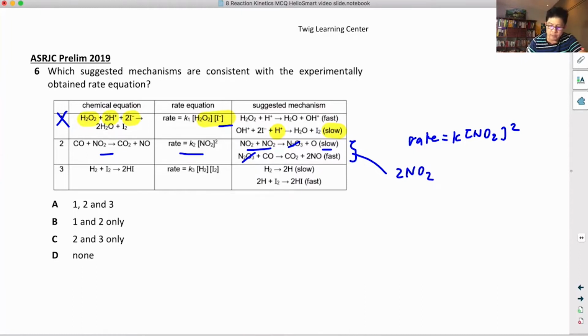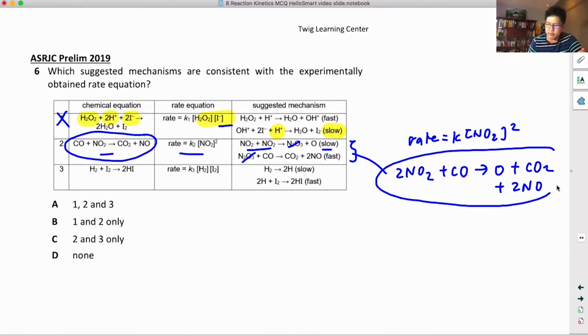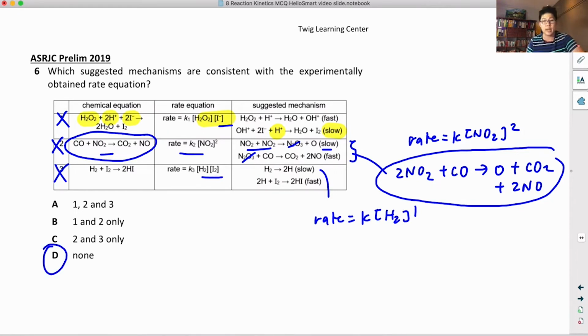2NO2 plus CO to give you O plus CO2 plus 2NO, right? So it looks kind of strange because it doesn't fit. So that's why this one is definitely out. Even the proposed mechanism, when we add them together, doesn't give you the overall equation, so there's something wrong with it. Let's look at the third one. This is a slow step, so rate equals k[H2] to the power 1. But you can see there's I2, so this is also out. So that's why the answer is none.